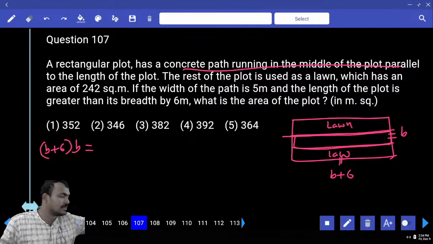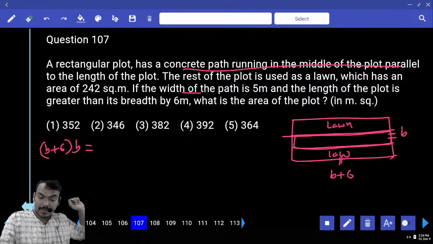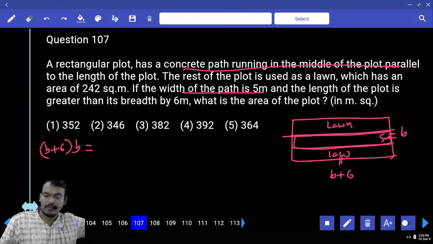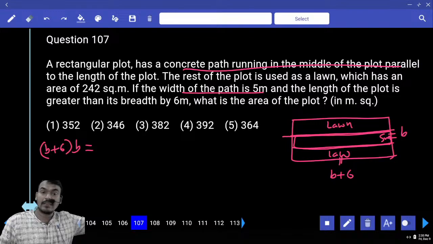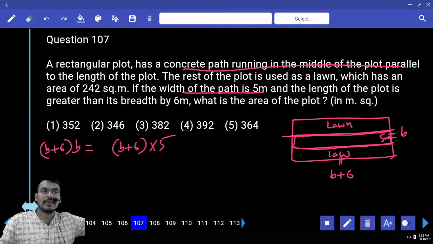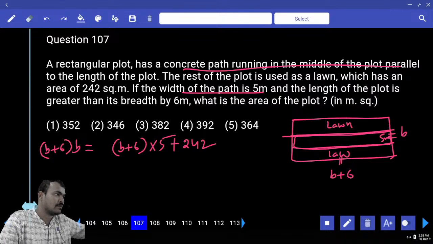Length side path, length is B plus 6. But the breadth is the width of the path, which is given as 5. So length value is B plus 6, width value is 5. Then we write B plus 6 into 5. That is the path area, plus the area of the lawn, 242. The left hand side is the area of the rectangular plot, which is equal to the area of the length side path plus the area of the lawn.